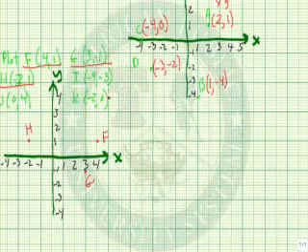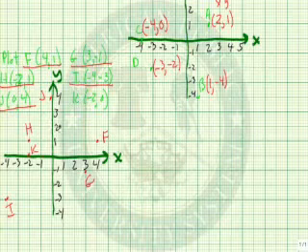I is negative 4, negative 3. Negative 4, negative 3. That'll be I. J is 0, 4. So we go 0 and then up 4. And that'll be J. Notice if the x is 0, it's on the y-axis. K is negative 2, 0, so we go negative 2, 0, and that'll be K. If the y is 0, it's on the x-axis.